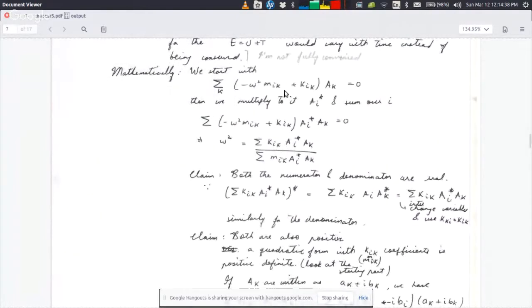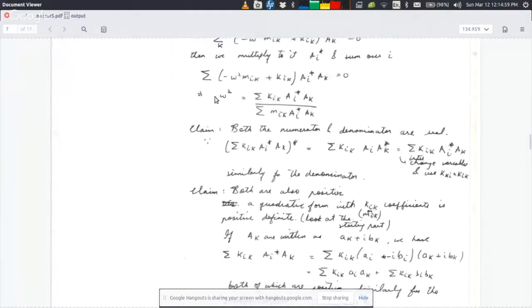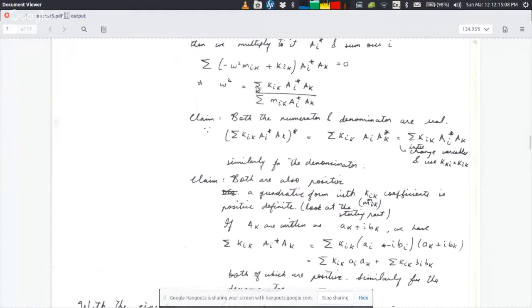So you start with your same equation, minus omega square M_ik plus K_ik equal to 0. And the trick here is that you multiply it by A star i. If it's a matrix into column, you are multiplying on the left with the row. And when you do that, you will get an equation for omega square in terms of something on the top and something on the bottom. So this is basically the matrix K multiplied by A, with A as rows and columns.